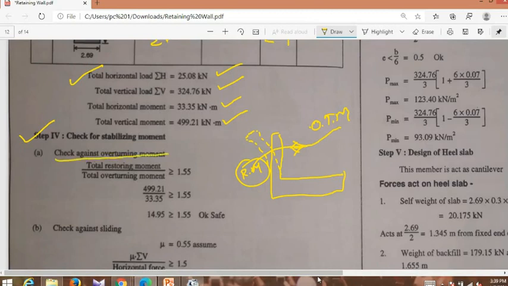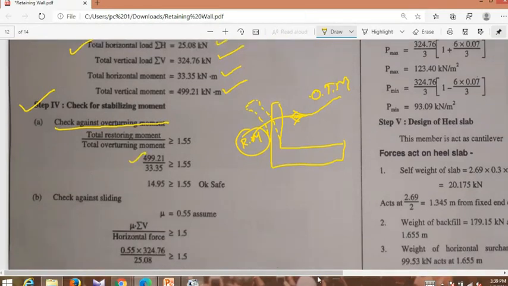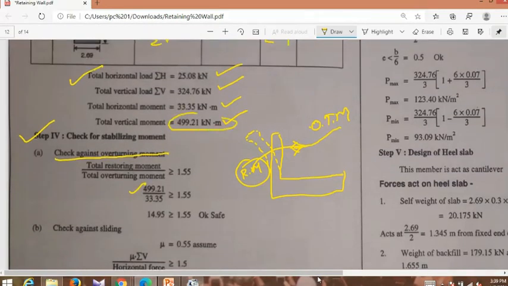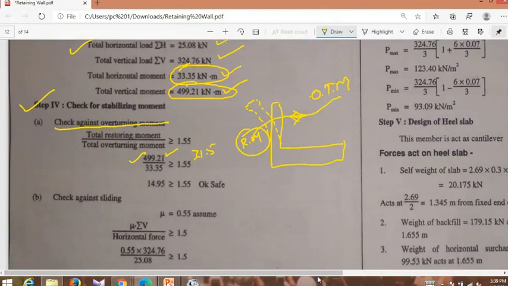Therefore, for the check of overturning moment, we have total restoring moment divided by total overturning moment. Just substitute here. Here we have got the total vertical moment. How much we have? 499.21. Substitute here. Total overturning moment. How much we have? We have 33.35. Substitute here. It should be greater than or equal to 1.5. Therefore, it is 14.95. Hence, it is safe.